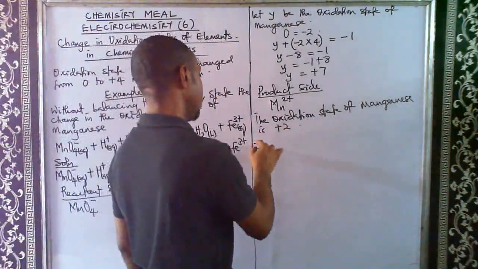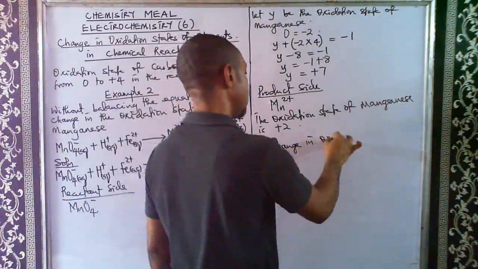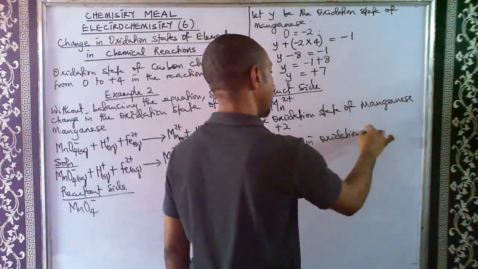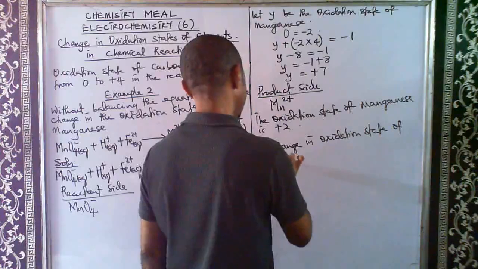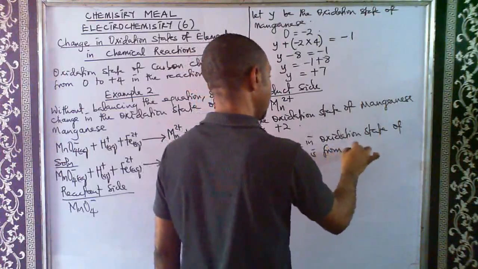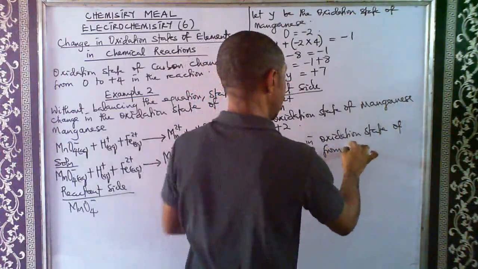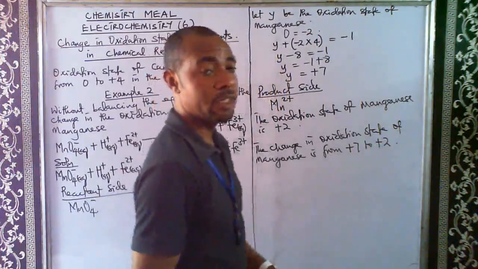So with this now, we can comfortably state the change in oxidation state of manganese. So the change in oxidation state of manganese is from +7 here to +2. So that's actually a decrease.